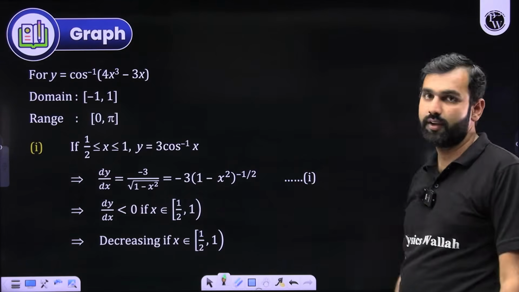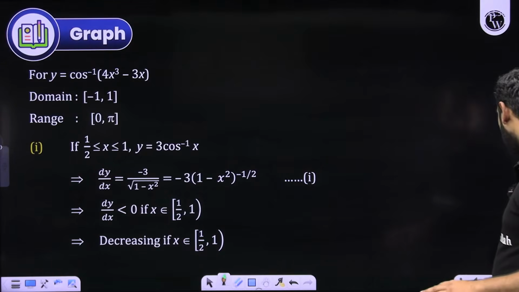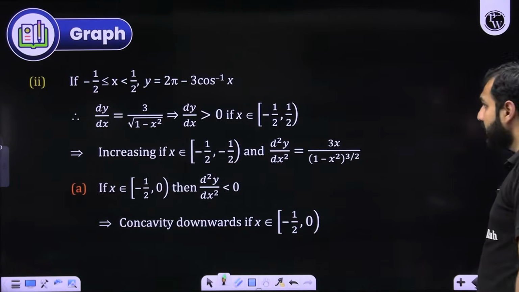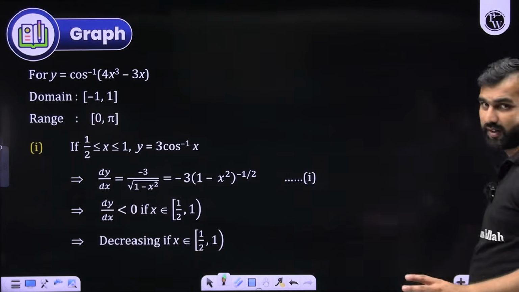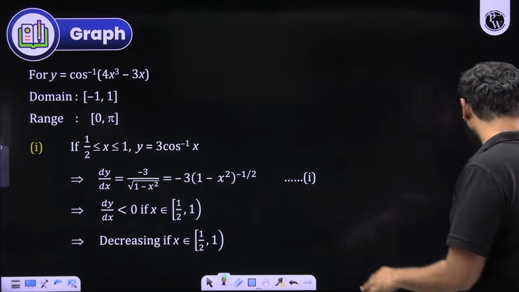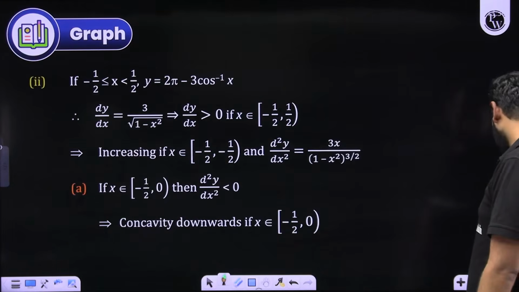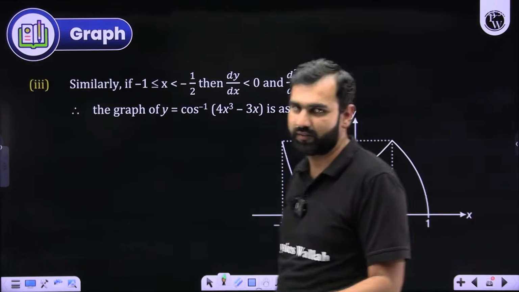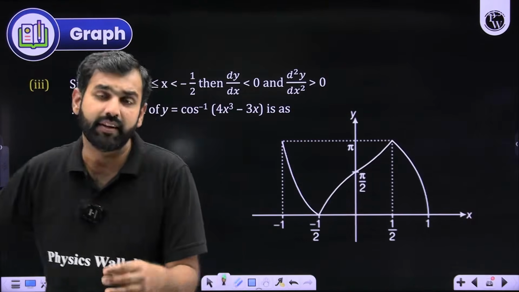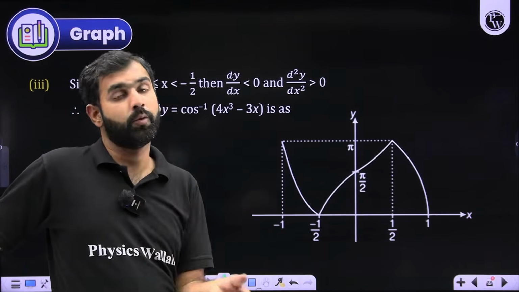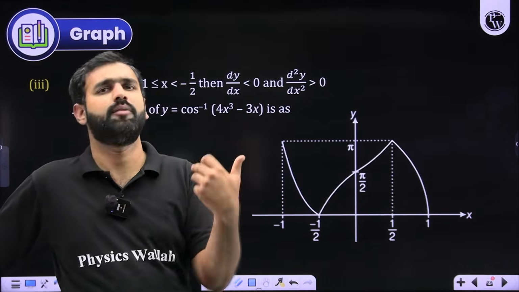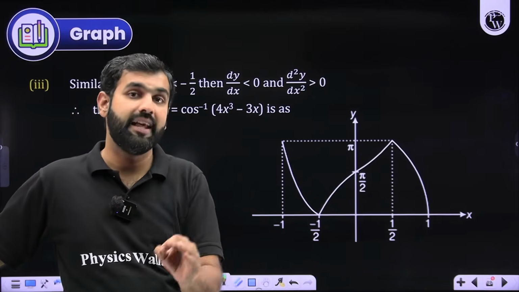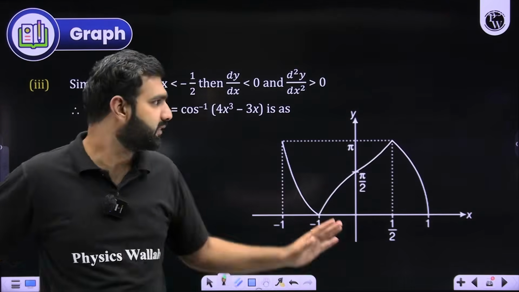Now, if I could move ahead towards the next part, here we have this graph, which I'm simply giving you in the notes. I'm not explaining this part. I'm simply giving it so that you remember that the graph of cos inverse of 4x cube minus 3x is drawn like this. Why am I not explaining this? Because this uses the concepts of application of derivatives, monotonicity, a curve being concave up or concave down, maxima and minima, and a lot of other things which we'll be discussing in application of derivatives. So don't worry, we'll discuss it there.